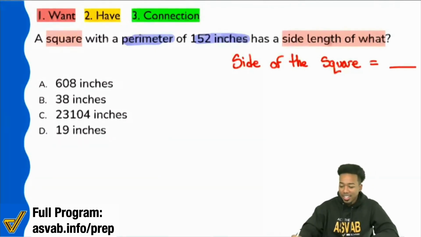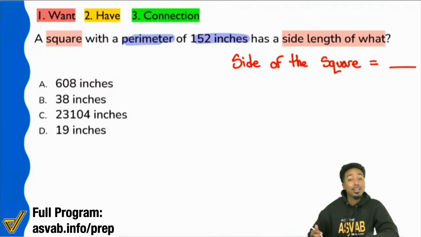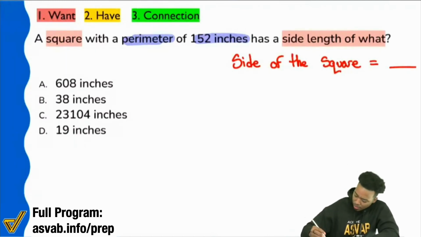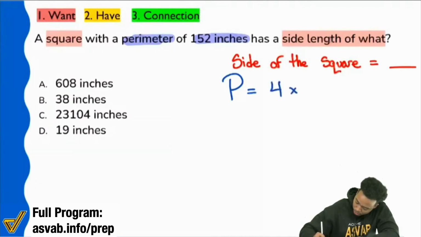Thank you, Delilah. Thank you, Landa. Yep, perimeter equals 4 times the side. So let's write that down. Let's not play around with it. Perimeter equals 4 times the side.